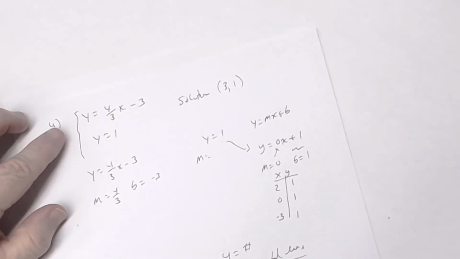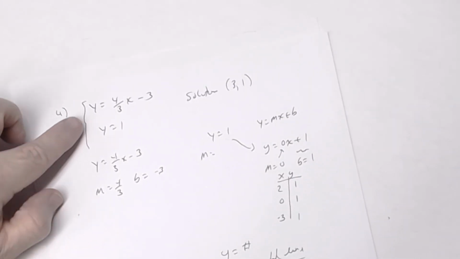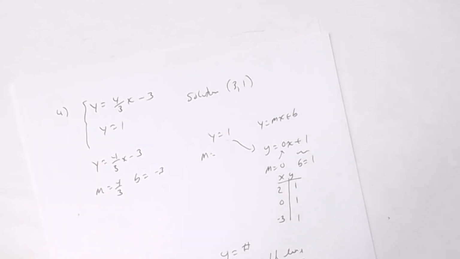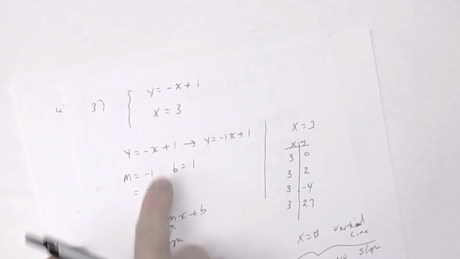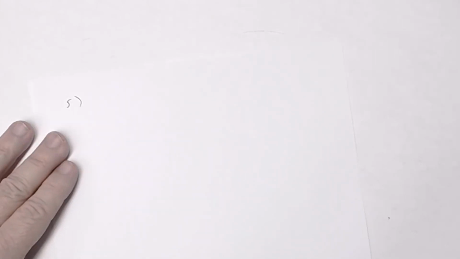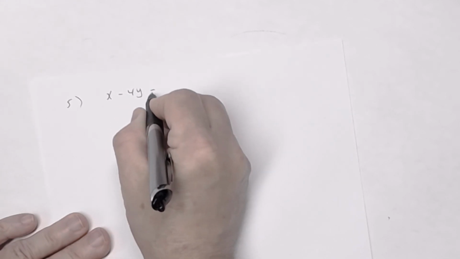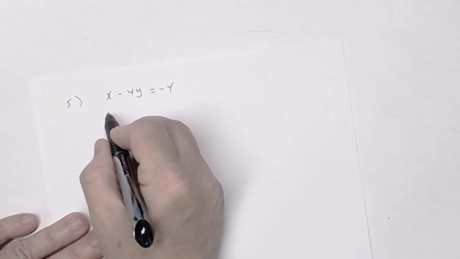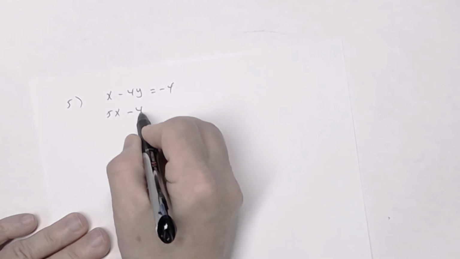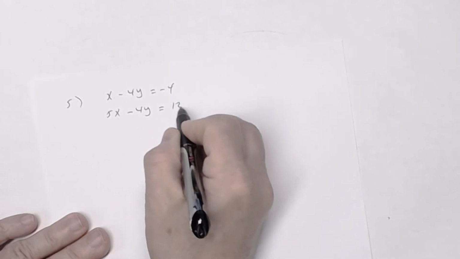Just to let you know, in all the problems we've done, all four problems, y was by itself, or there was another one where we had x. The point being that one of the variables was by itself. In number 5, we're going to have two equations where the variables are not by themselves. So let's look at this system. x minus 4y is equal to negative 4. And the other one is 5x minus 4y is equal to 12.